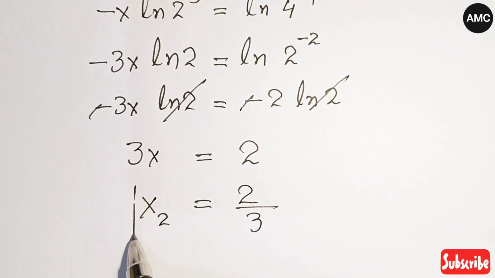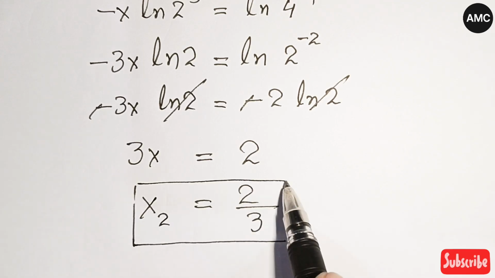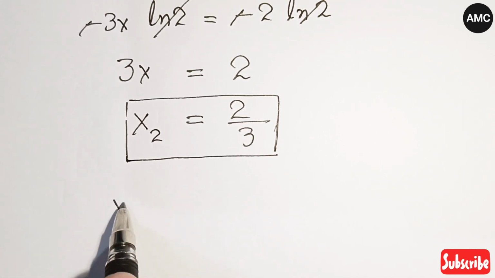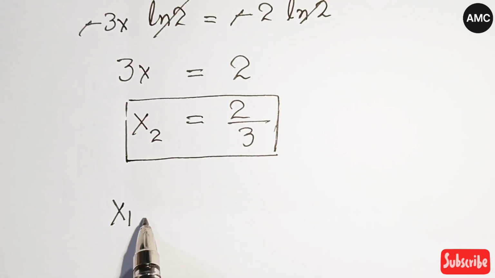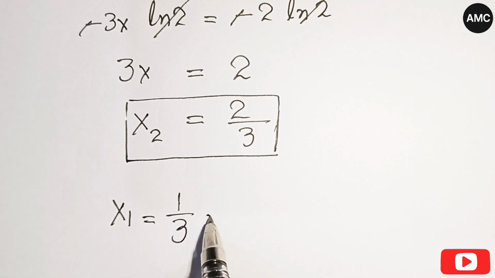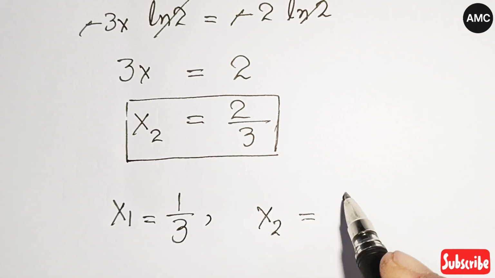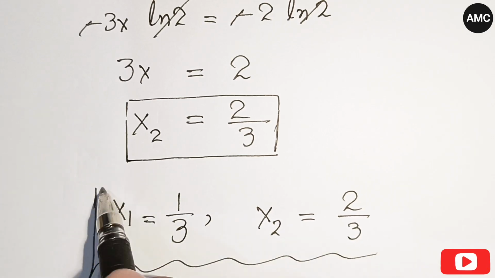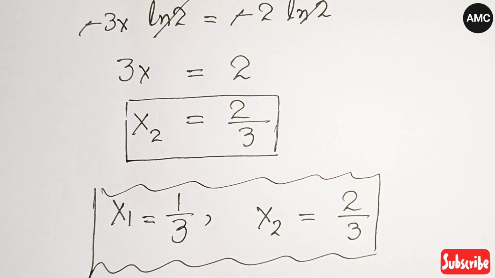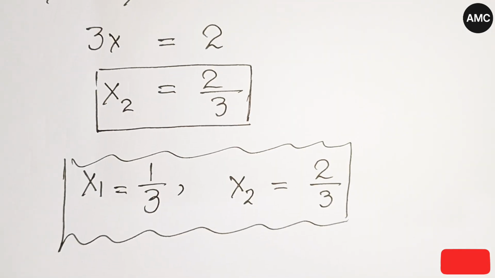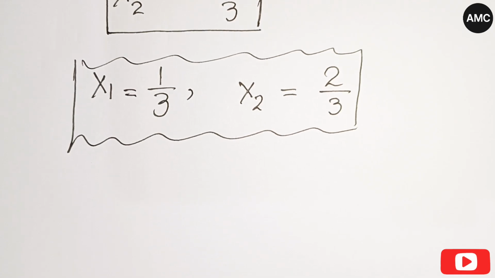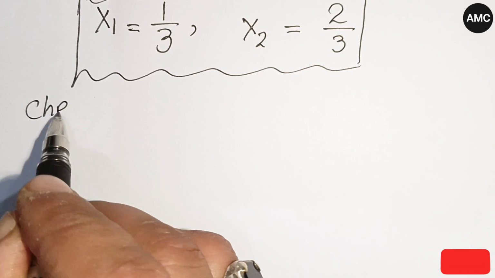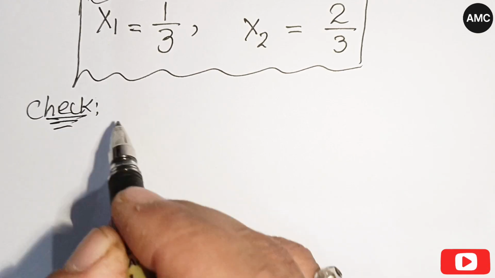It is our second solution of this problem, so we get two solutions here. We have x1 which is 1 over 3, and x2 which is 2 over 3. So these are our two values for this problem. We can also verify our problem by using these two values, so let's check our problem for these values.